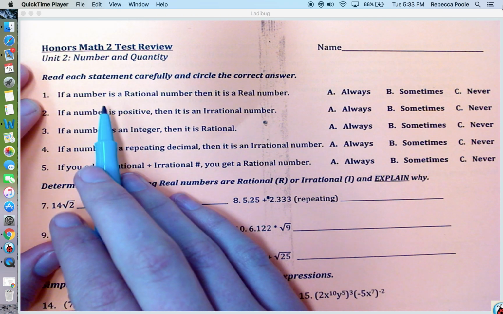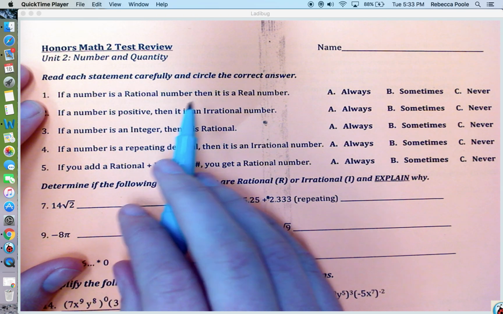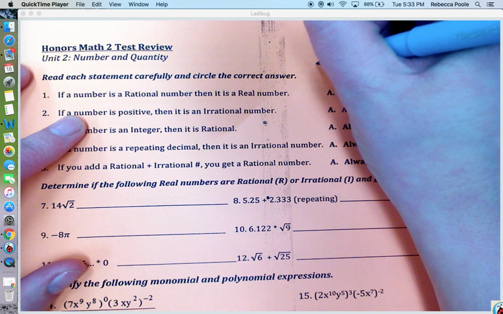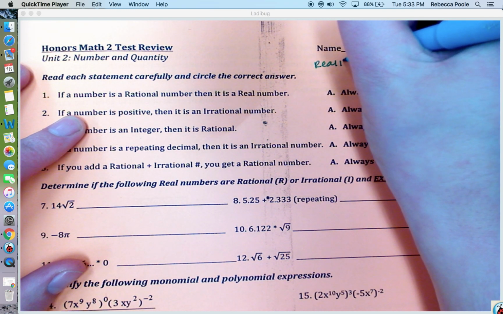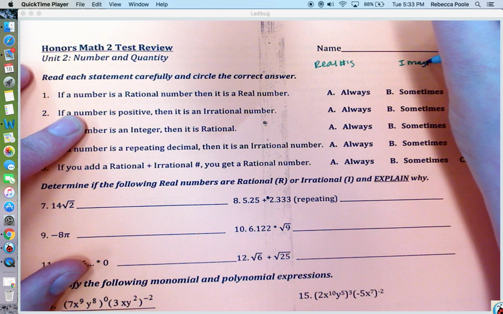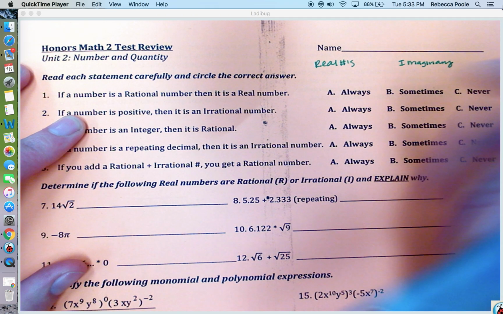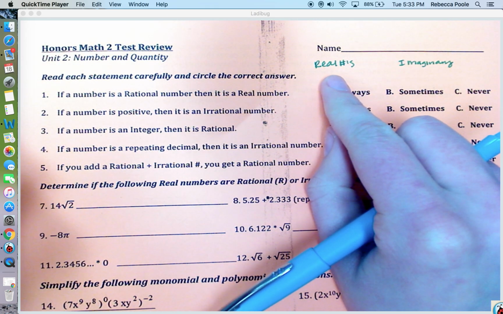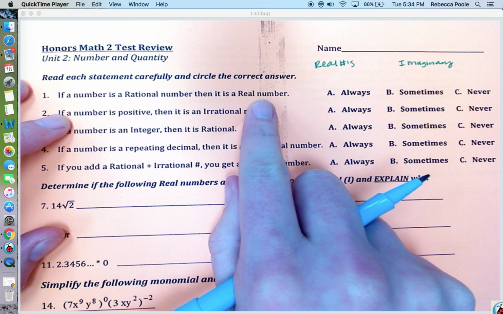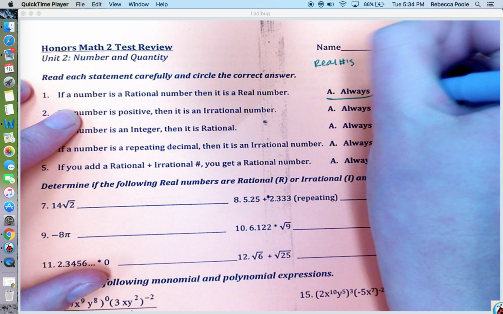So for number one, if a number is a rational number, then it is a real number. If you think back to the anchor chart we had, there's real numbers and then there's imaginary. And a real number is any kind of number that we could envision or see on a number line. So rational numbers are real numbers. So that is always true.